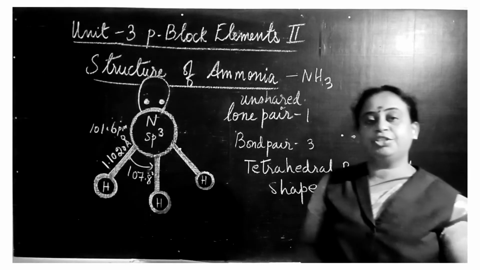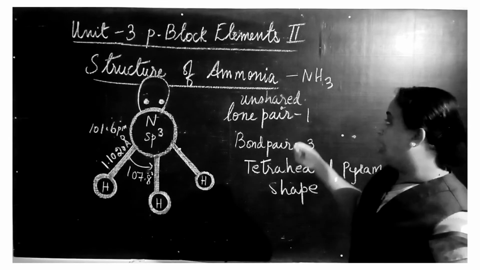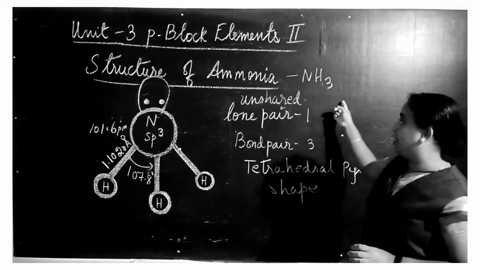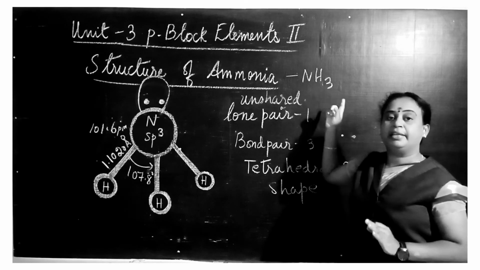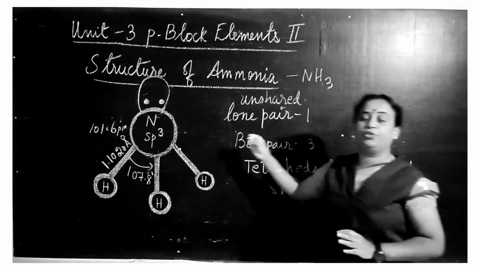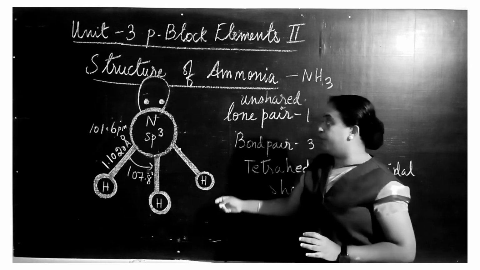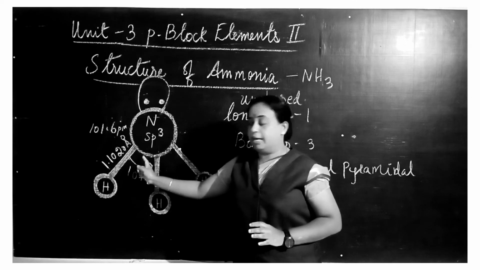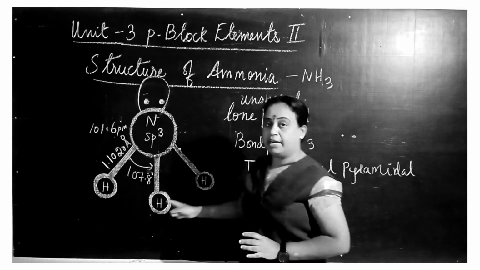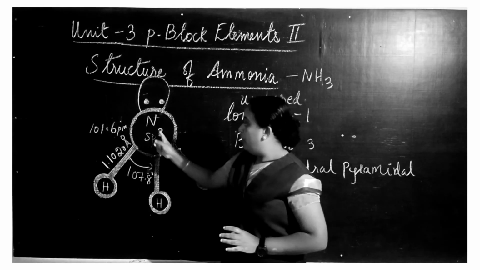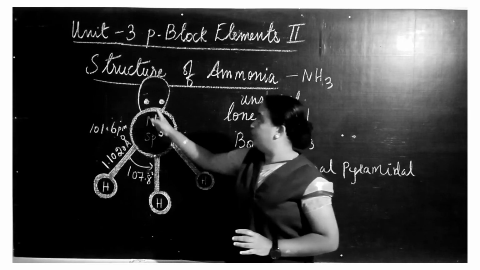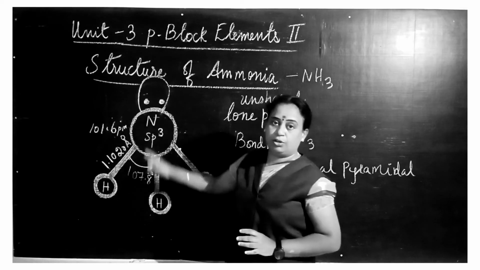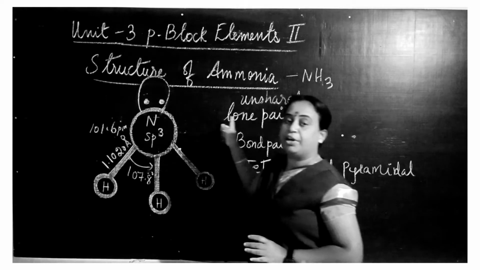Now let us see the structure of ammonia. So ammonia, we know the formula is NH3. One nitrogen atom and 3 hydrogen atoms combine together to form the structure of ammonia. So here the nitrogen atom is the center atom and attached to the nitrogen atom are the 3 hydrogen atoms. On the top of the nitrogen atom there are 2 electrons, a pair of electrons. These electrons are called the lone pair of electrons.